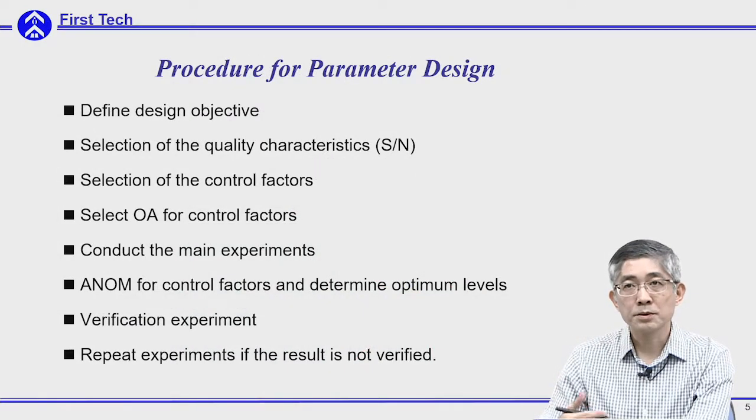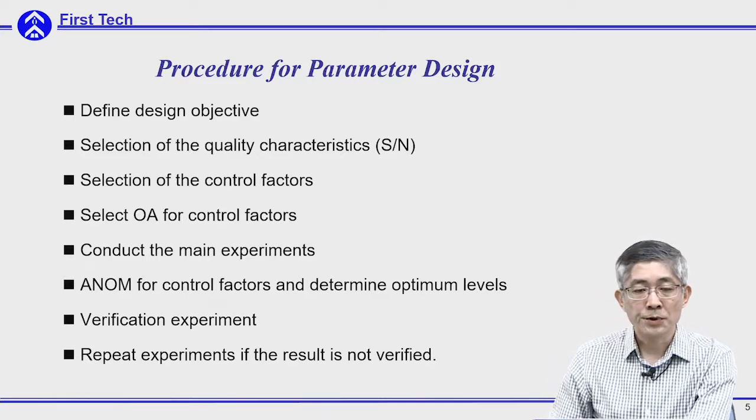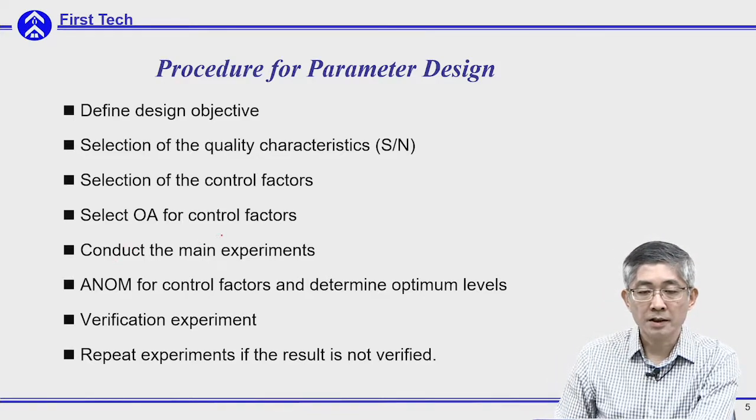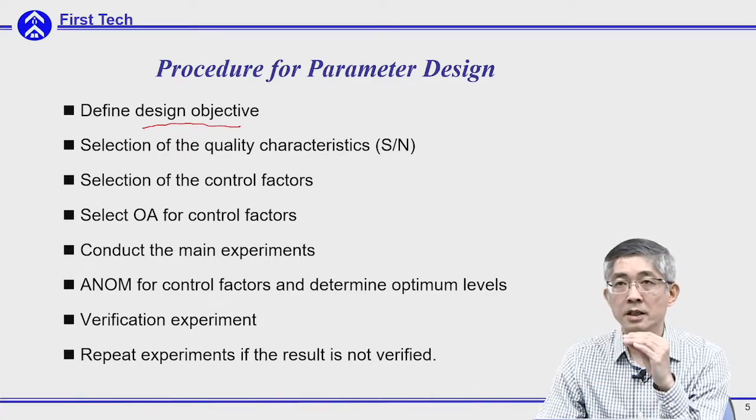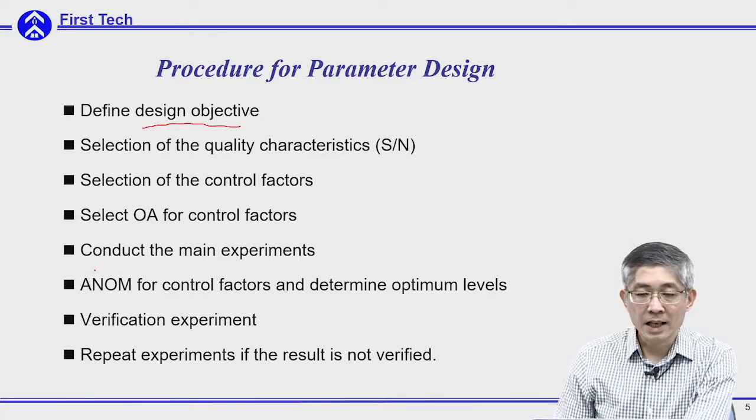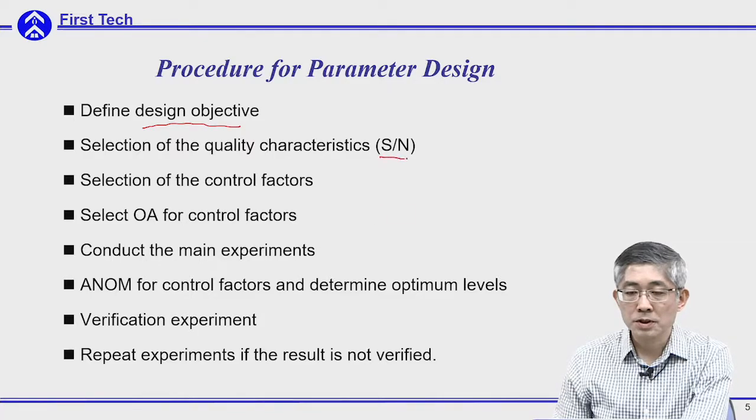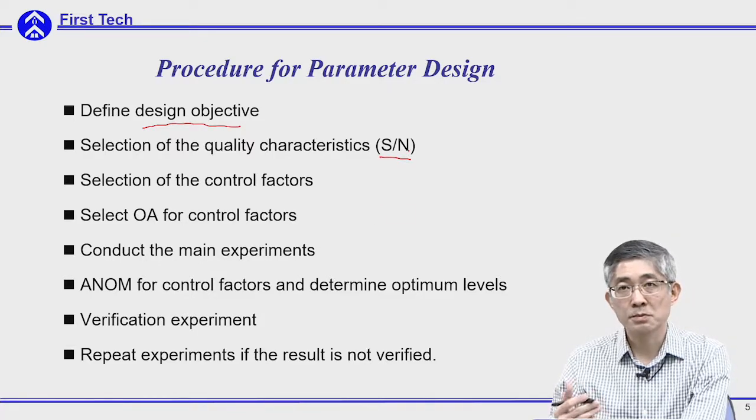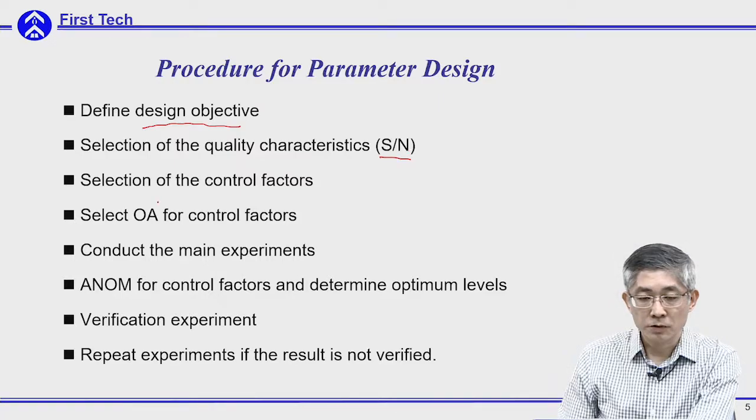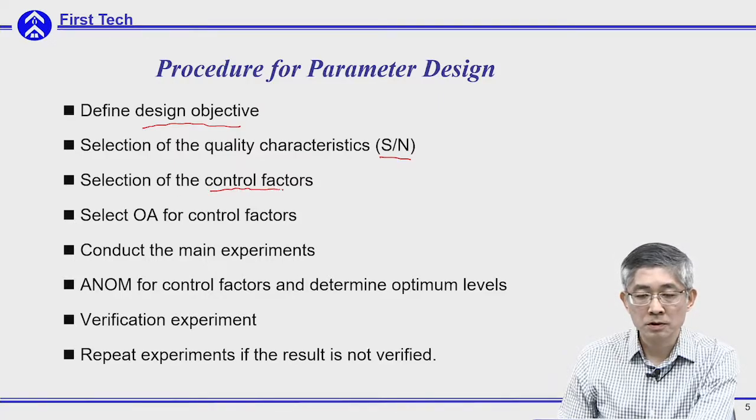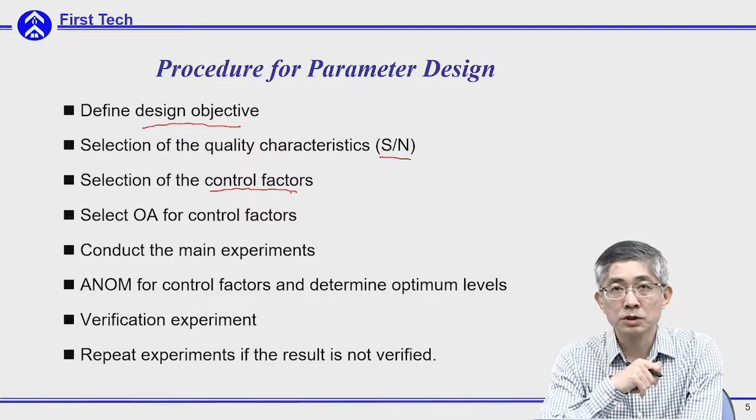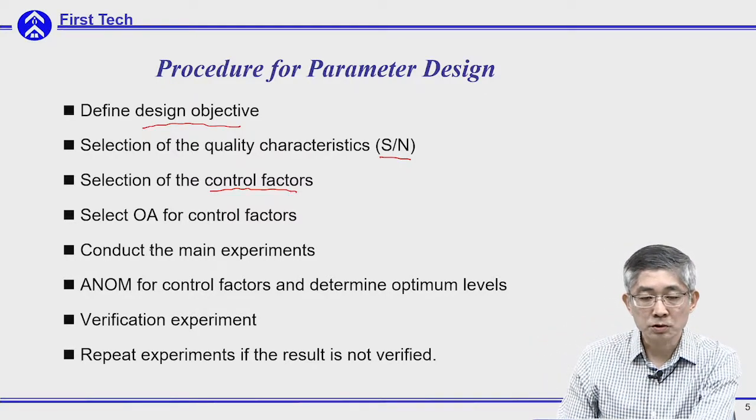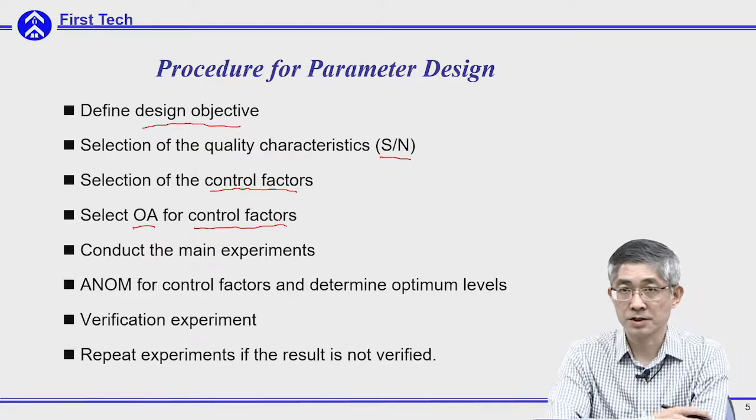So the complete procedure of parameter design will start from defining the design objective, where we have determined to minimize the replication error. We select the suitable SN ratio, that is a smaller-the-better case. We have already introduced the control factors. Next step, we have 6 3-level control factors, so we need a suitable orthogonal array to put the control factors.